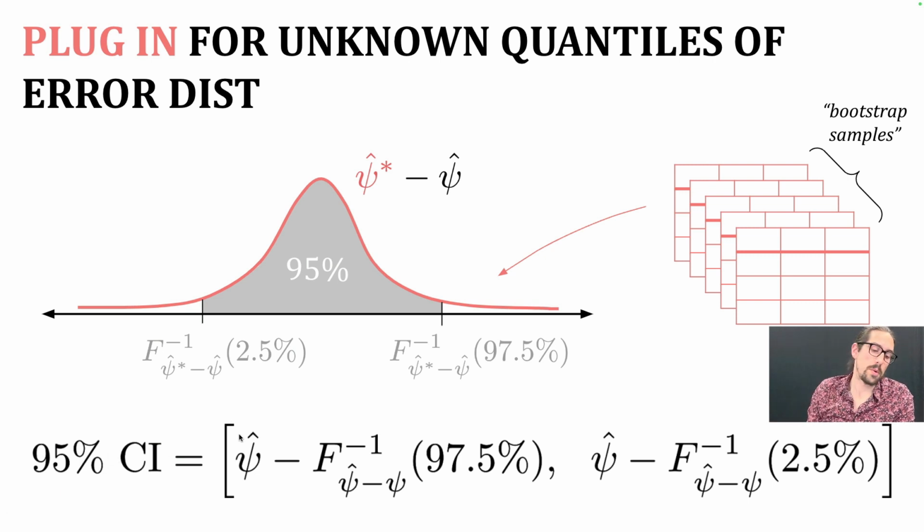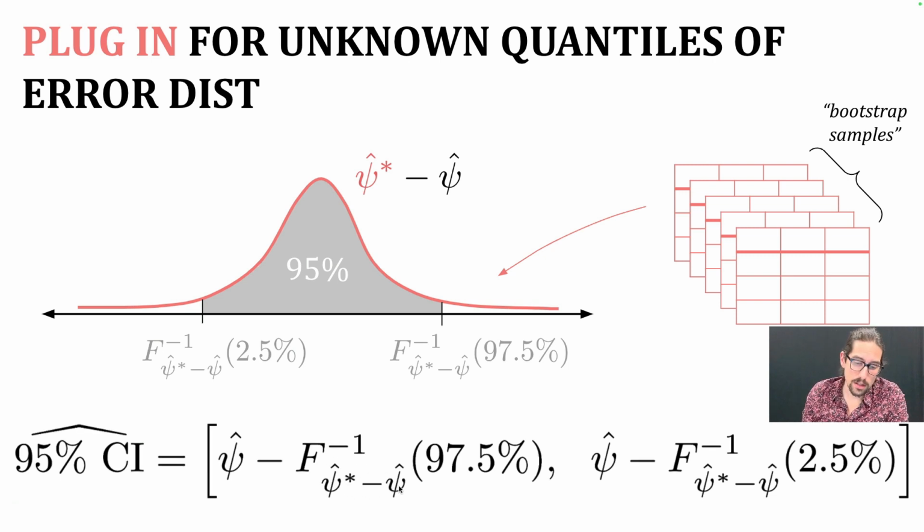Let's go back to originally: we know we have a 95% confidence interval if we have the quantiles of the true error distribution, but we don't have that. So we're going to replace the quantiles of the true error distribution with the quantiles of the bootstrap error distribution and call that our confidence interval.